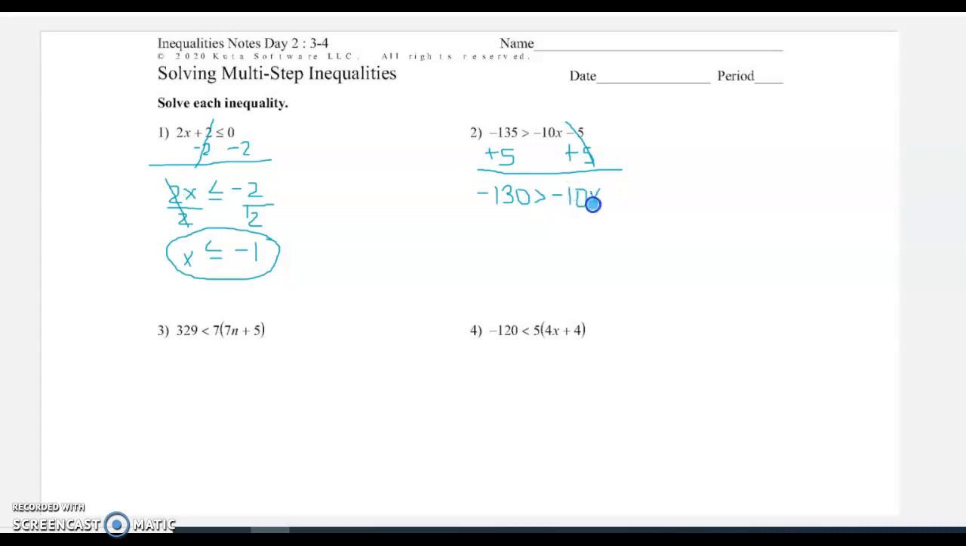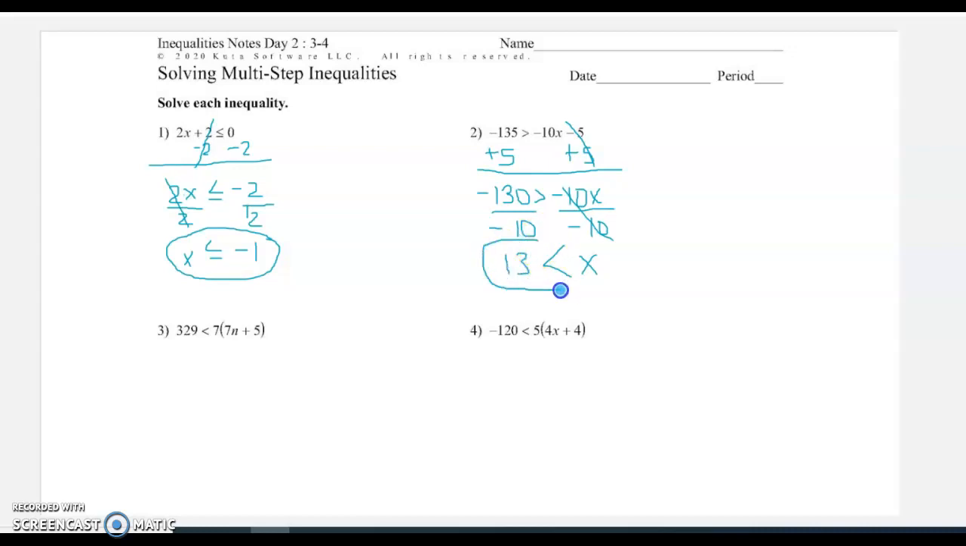So now x is not alone because it's being multiplied by negative 10. The opposite of multiplying by negative 10 is to divide by negative 10. Again, I just said divide by a negative, so that bell went off in my head, so I'm going to flip my inequality. Negative 10s cancel. I have x, and negative 130 divided by negative 10 is 13.